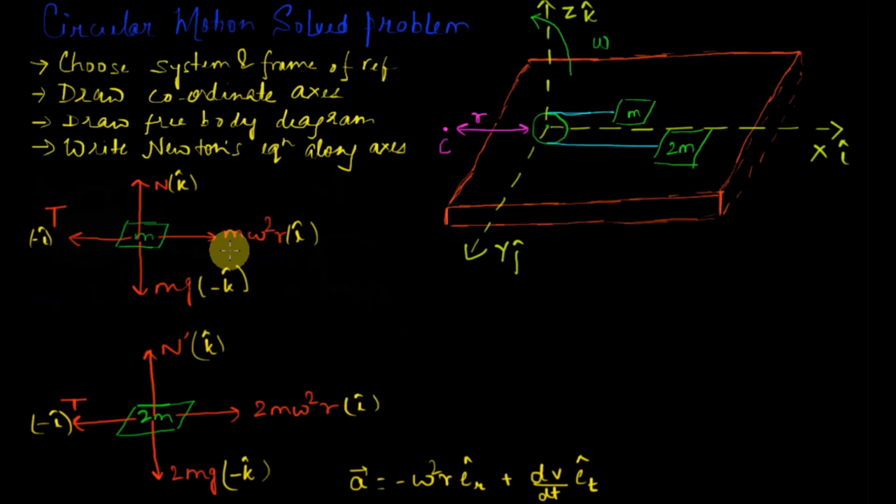The fourth force which will act on the object, as you can see over here, is m omega square r I cap. So what is this force? This force is essentially the pseudo force which is acting on this object of mass small m. Now why is the pseudo force acting?